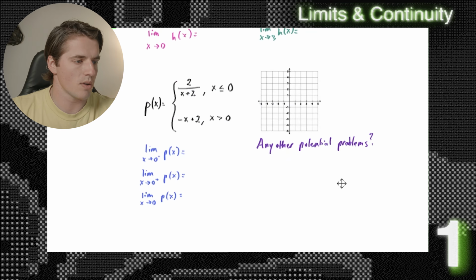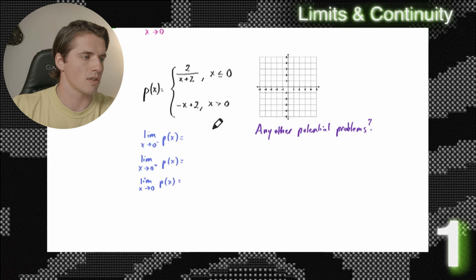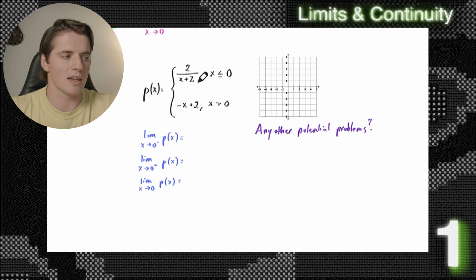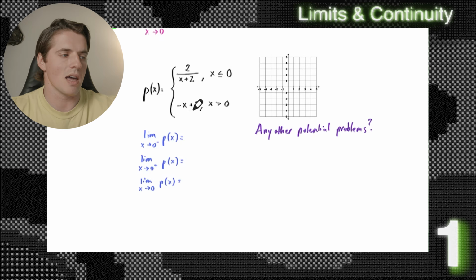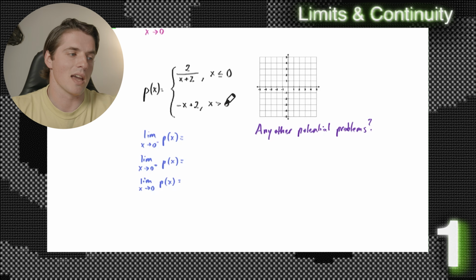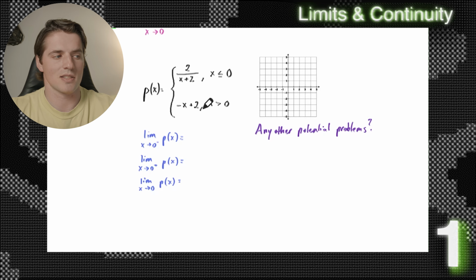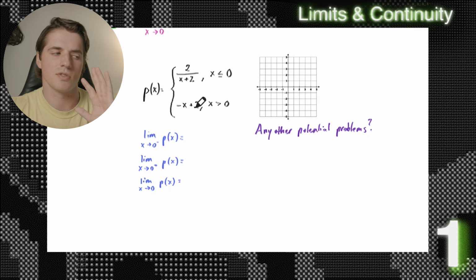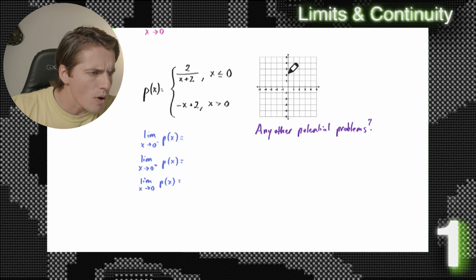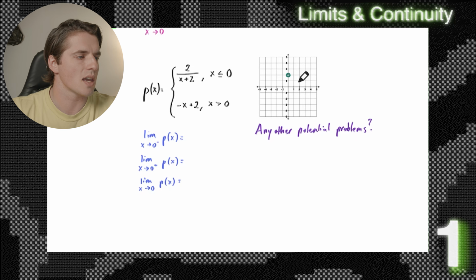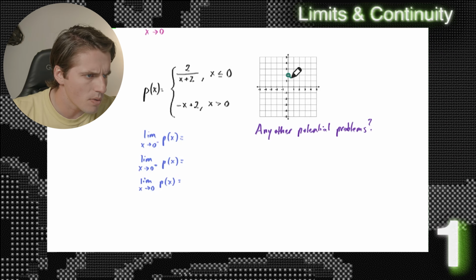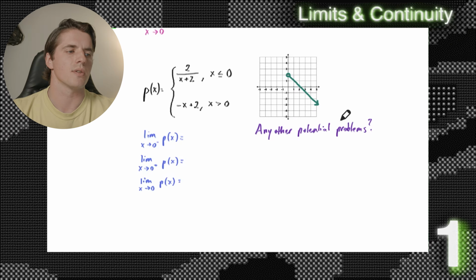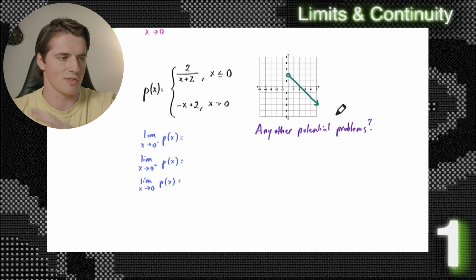And then I think we've got another one down here. So let's take a look. We have, for x is less than or equal to 0, 2 over x plus 2. To be honest with you, I think I want to start with the second one. It's a little easier. So when x is greater than 0, we have negative x plus 2. When we plug in 0, we have negative 0 is 0 plus 2. So we have an open circle here, and negative x is our slope. So we're going like this. Okay, so the right side of this function would look like that.